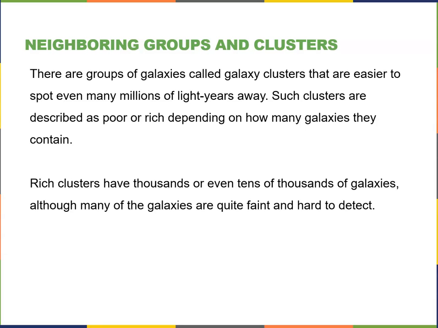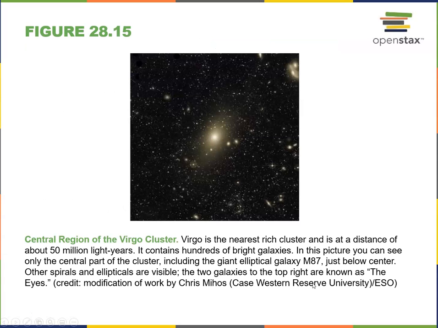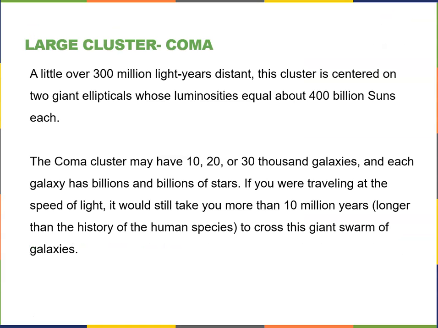So there are groups of galaxies that are called galaxy clusters, and they are easy to spot even millions of light years away. And these clusters are described as poor or rich, depending on how many galaxies they contain. So rich clusters have thousands or even tens of thousands of galaxies, although a lot of these galaxies are faint and hard to detect. So here we can see the nearest rich cluster, and it is the Virgo cluster. This cluster is only 50 million light years away. So the largest cluster is called the Coma.